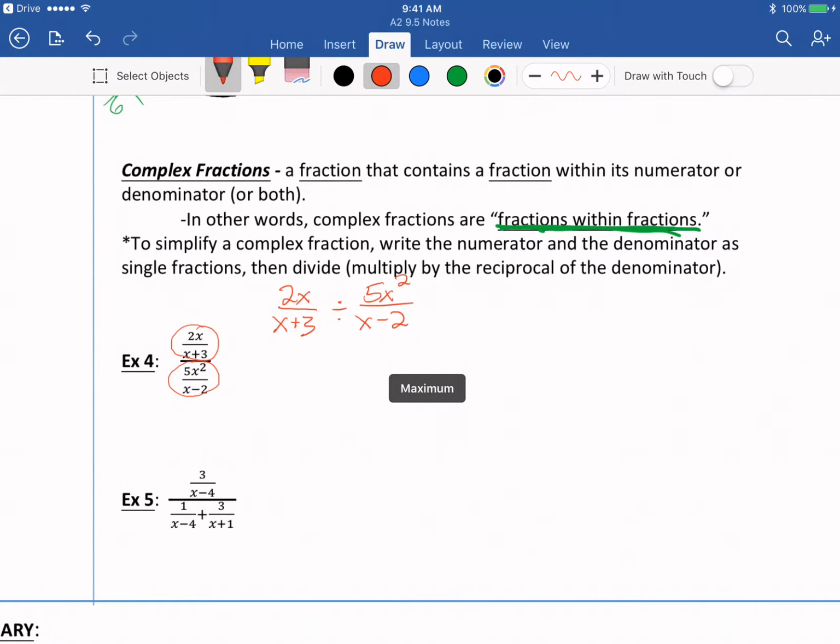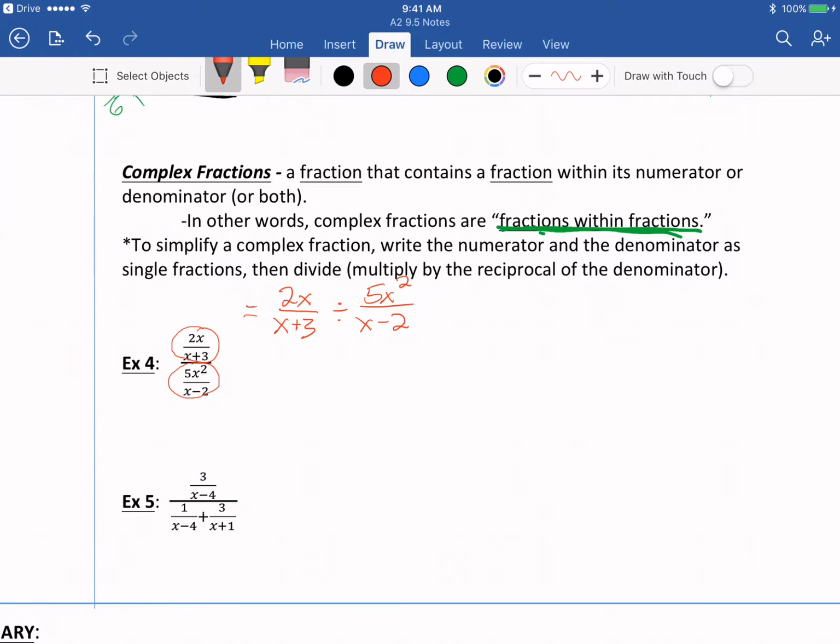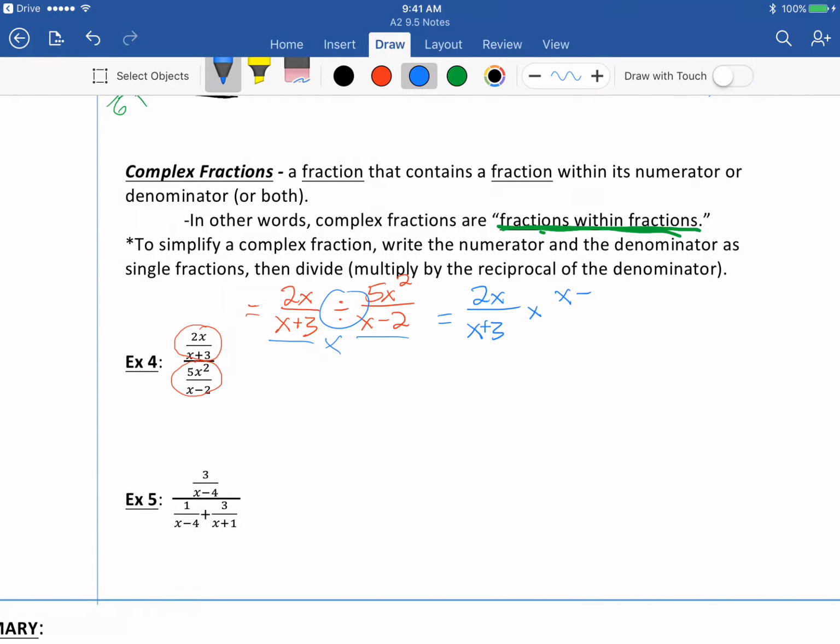All right, so if I look at that, we talked about problems like this the other day in class, is that instead of division, what do I like to do? You're exactly right. I like to multiply. So instead of division, I'm going to multiply by the reciprocal. Okay, so keep this one, switch this to multiplication and flip that. So that is what I'm going to do. So I have 2x over x plus 3 multiplied with x minus 2 all over 5x squared.